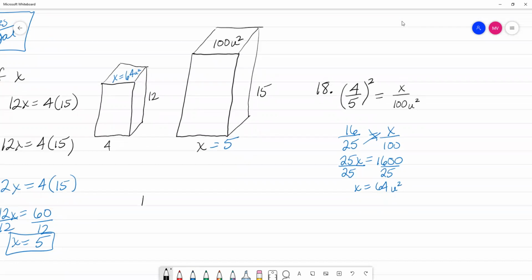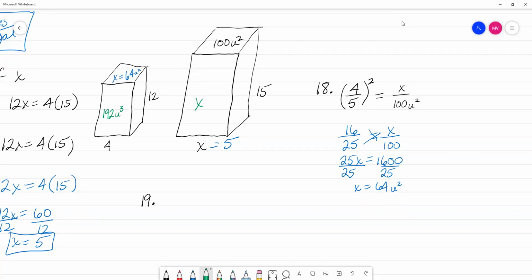Okay, let's look at number 19. Is number 19 calculating volume? Yes. Okay, so if the volume of the smaller figure is 192, what's the volume of the larger figure? So volume of the smaller is 192. As a reminder, always cube when you compare sides to volume, put that unit cubed there, and then we are asked to calculate the volume of our larger figure.